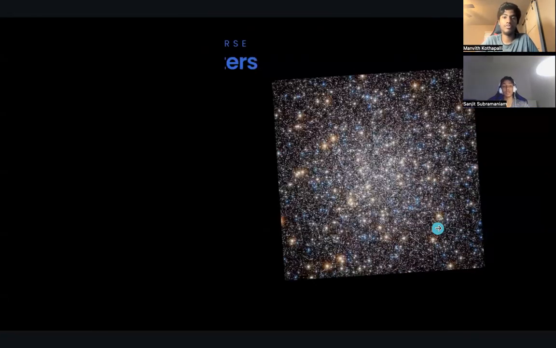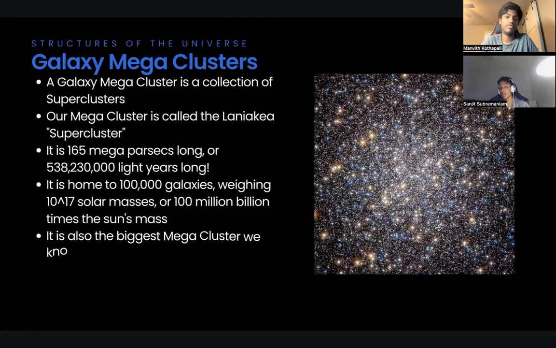Next, we're going to be talking about galaxy megaclusters, which Manus is going to introduce. So, a galaxy megacluster is a collection of superclusters. The Laniakea supercluster is technically a megacluster since it contains superclusters, clusters, groups, and galaxies. It is 165 megaparsecs in diameter. 1 megaparsec is equal to 3,262,000 light years. So it's really big. And 1 parsec is 3.262 light years.